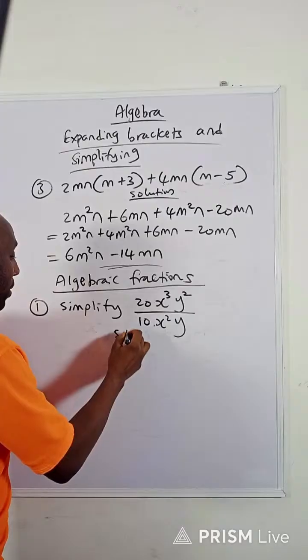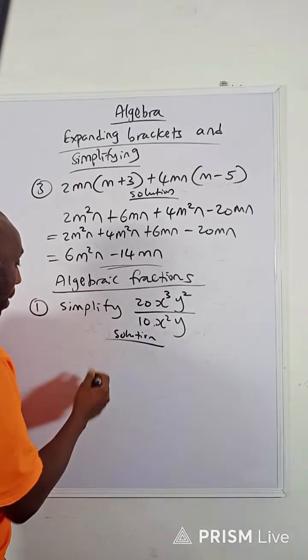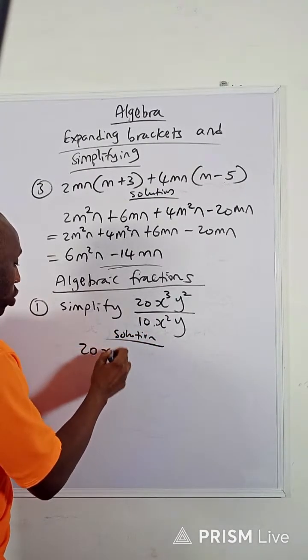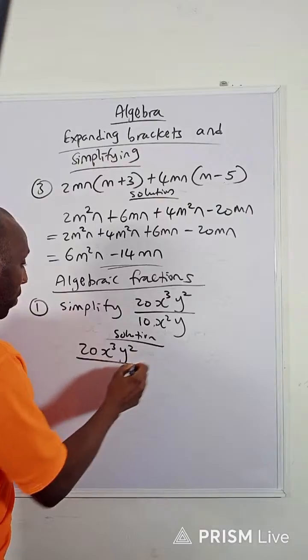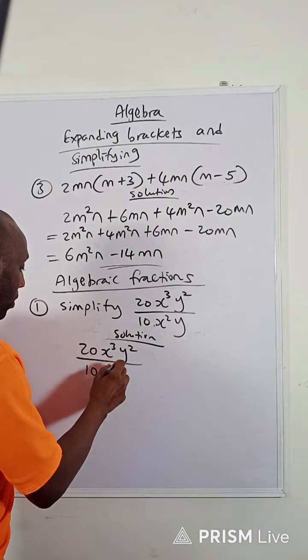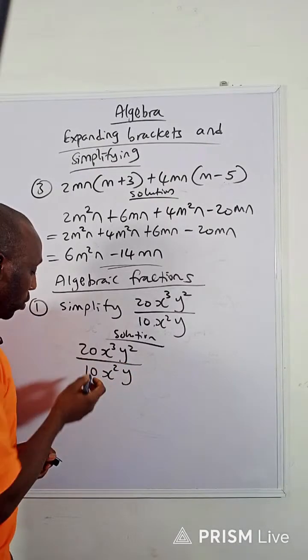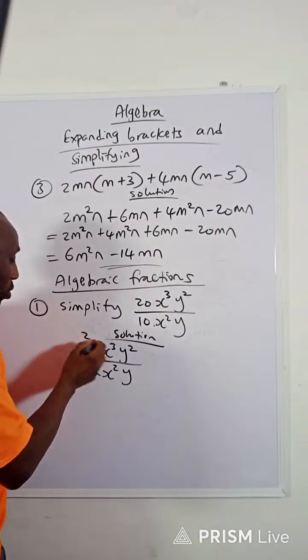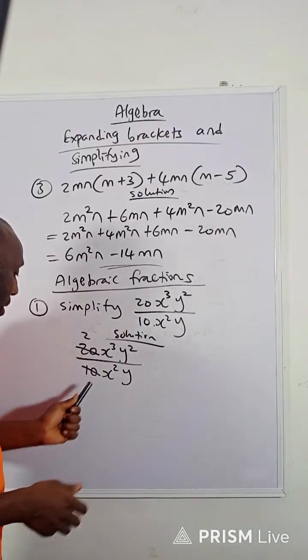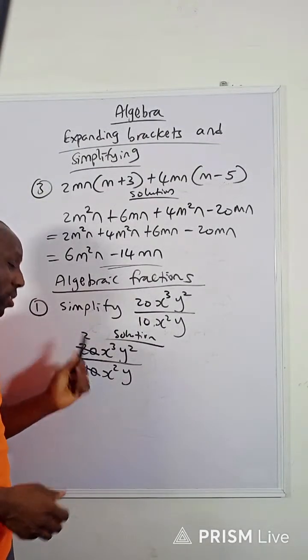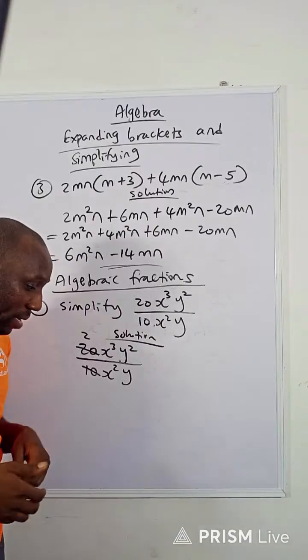So solution here, let me just write it. So 20x cubed y squared over 10x squared y. So what do we do? 10 goes into 20, you have 2. Are you seeing that? 10, we divide 20 2 times. So you have it there like that.